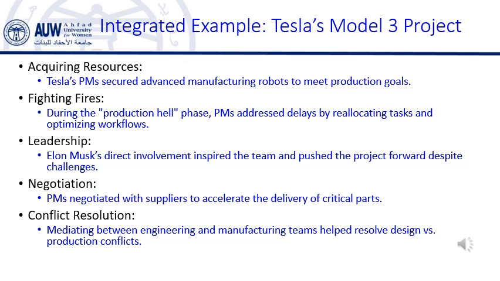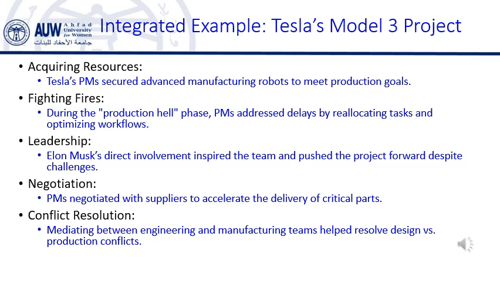5. Negotiation and persuasion. Tesla faced a range of negotiations with suppliers, contractors, and even employees throughout the Model 3 project. One of the key negotiations was with suppliers for parts like batteries and other essential components.